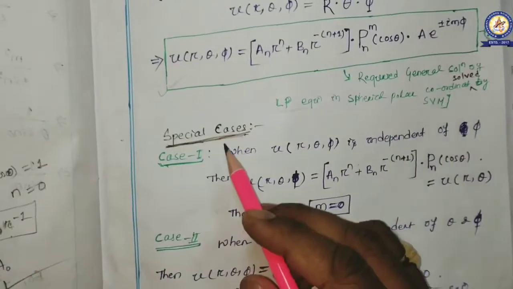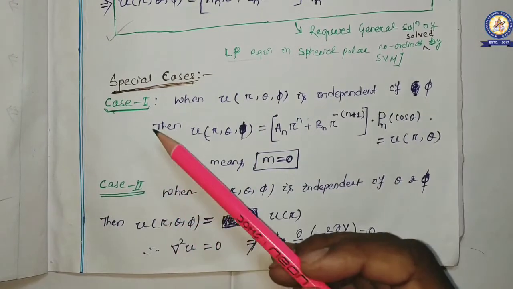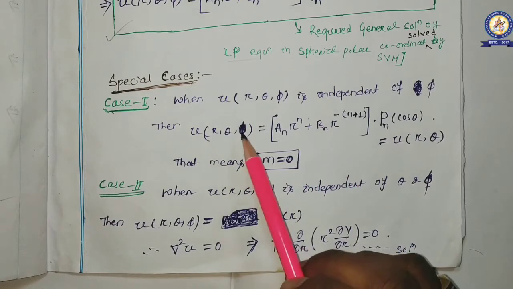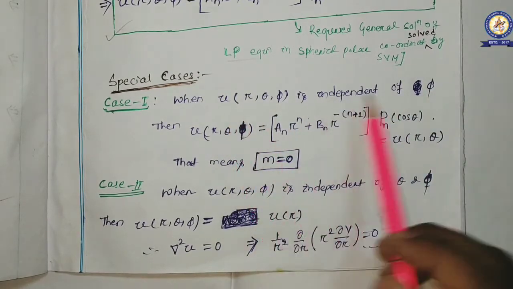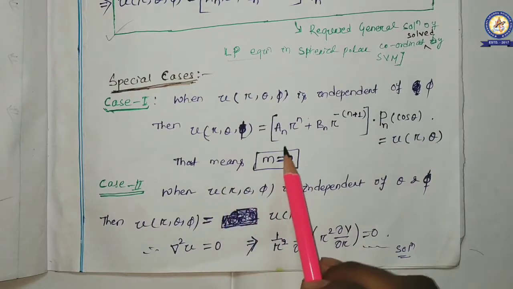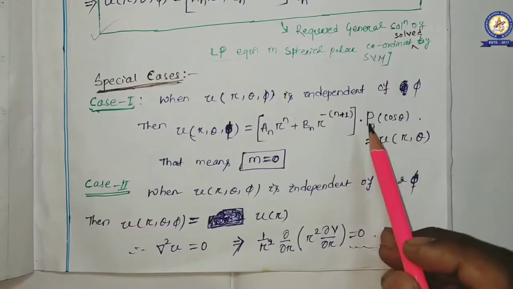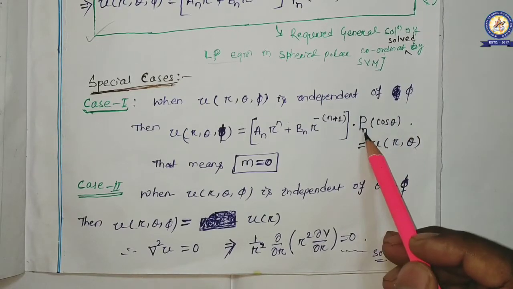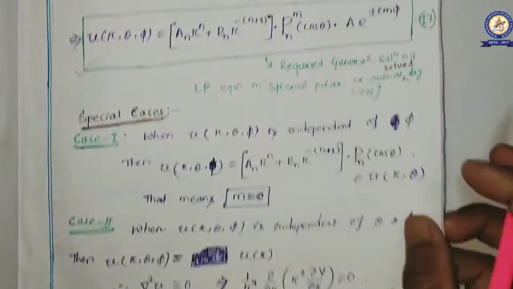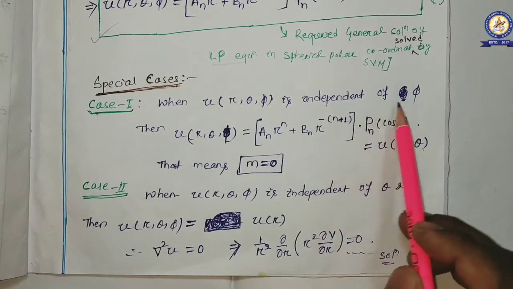Now we are going to go for some special cases. Here we consider two cases, case 1 and case 2. In case 1 we consider that u is independent of phi. If u is independent of phi, then we can write u(r, theta, phi) will be equal to u(r, theta) only, and the general solution will be an r to the power n, bn r to the power minus n plus 1, and here it is nm. But if we consider independent of phi, it will be Pn cos theta. That means it will be only in the form of Legendre differential equation. We are not going to find the associate Legendre differential equation if we consider u independent of phi.